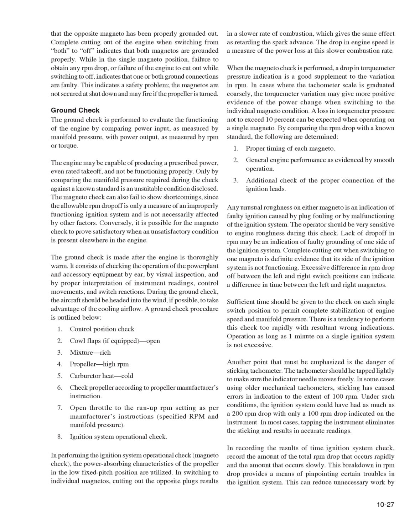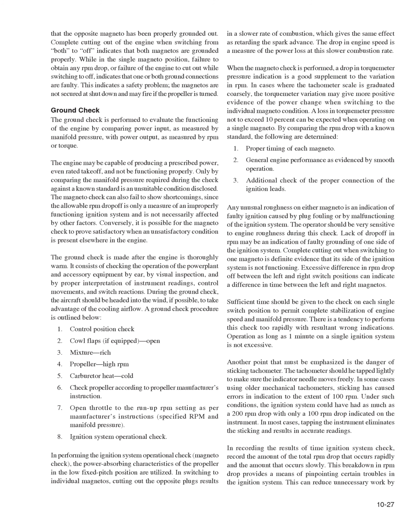Another point that must be emphasized is the danger of sticking tachometer. The tachometer should be tapped lightly to make sure the indicator needle moves freely. In some cases, using older mechanical tachometers, sticking has caused errors in indication to the extent of 100 revolutions per minute. Under such conditions, the ignition system could have had as much as a 200 revolutions per minute drop with only a 100 revolutions per minute drop indicated on the instrument. In most cases, tapping the instrument eliminates the sticking and results in accurate readings.